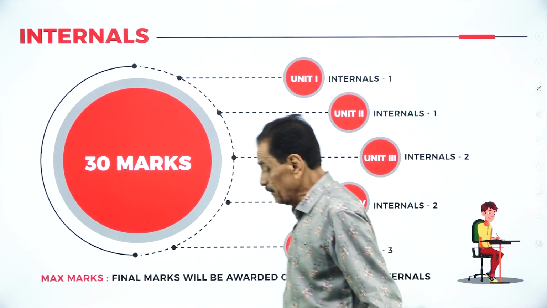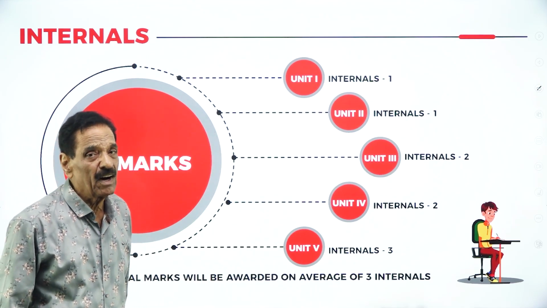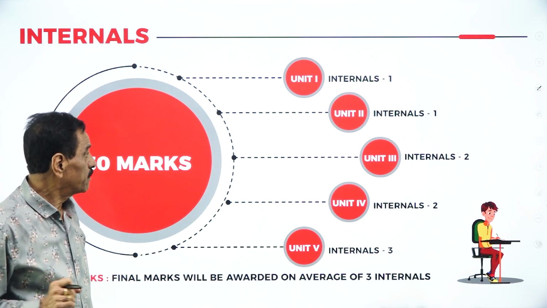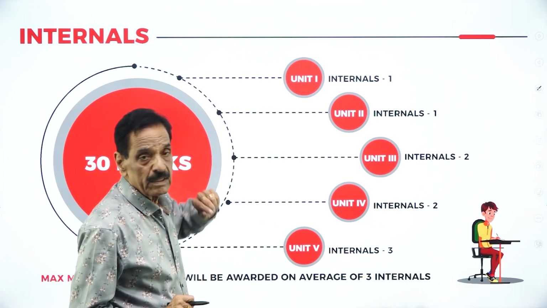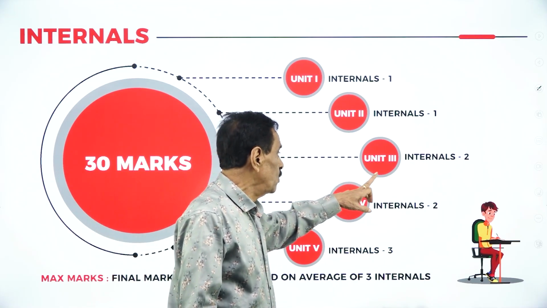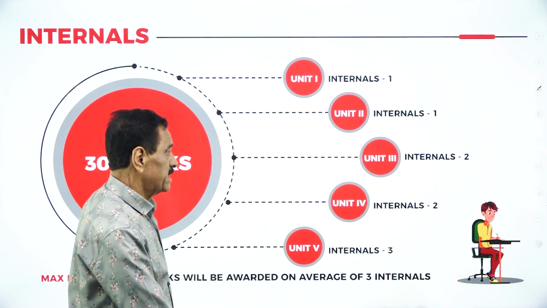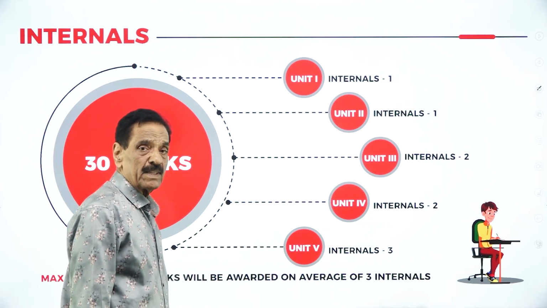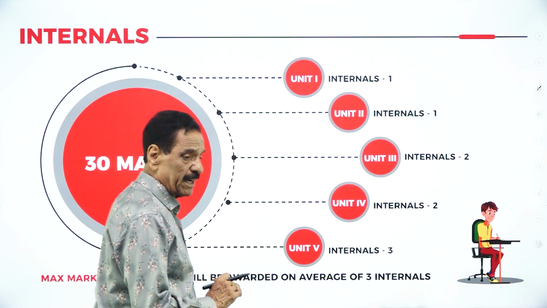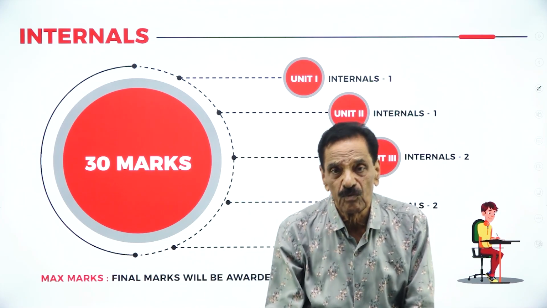Then 30 marks internal, totally 40. 10 for notes written. Unit 1 and Unit 2 in the first internal. Unit 3, Unit 4 in the second internal. Unit 5 in the third internal. You will take the average. Totally you have to score 40 marks.